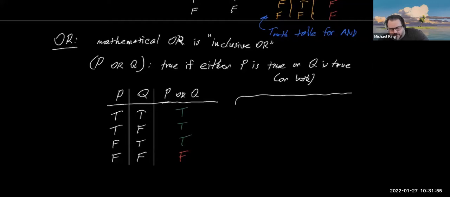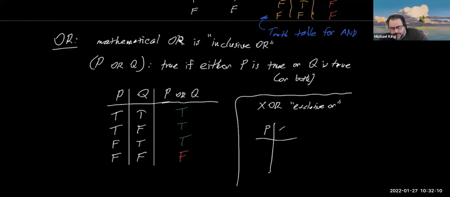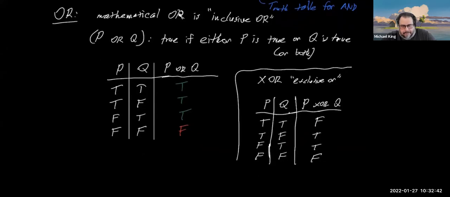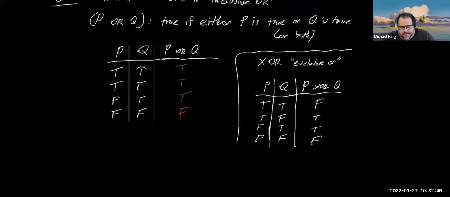There is what's called exclusive or, XOR. I'll just put it down here. That's used a lot in computer science and stuff. So this one is basically if one or the other is true, but not both, right? And so if they're both true, this is actually considered false. So the truth table looks like that. Okay.